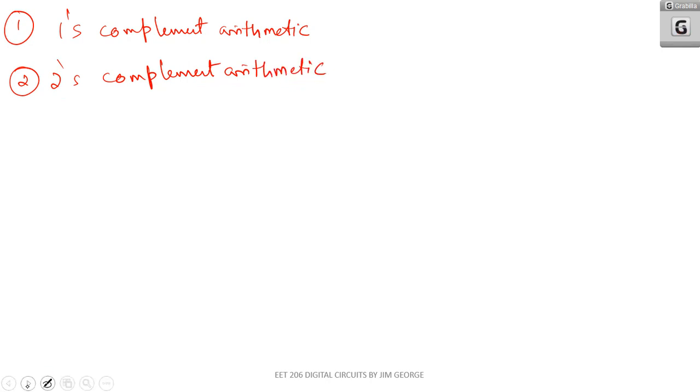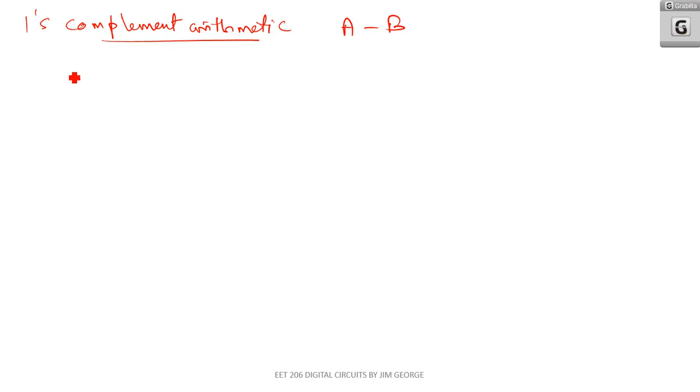So coming into the first part, that is one's complement arithmetic. Here, suppose you have two numbers to subtract, A minus B. You have to take one's complement of B, where A and B are both binary numbers.